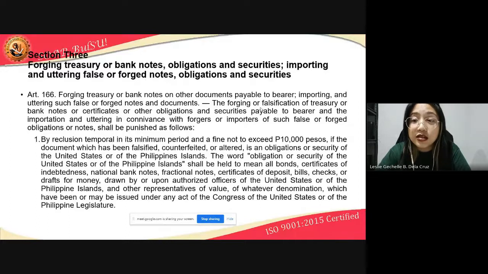held to mean all bonds, certificates of indebtedness, national banknotes, fractional notes, certificates of deposit, bills, checks, or drafts for money drawn by or upon authorized officers of the U.S. or of the Philippine Islands, and other representatives of value of whatever denomination, basta daw may halaga kahit magkano, which have been or may be issued under any act of the Congress of the United States or of the Philippine Legislature. Kahit anong bagay na merong katumbas na denomination nga, kapag ito ay finorge mo, of course, ito ang penalty mo.